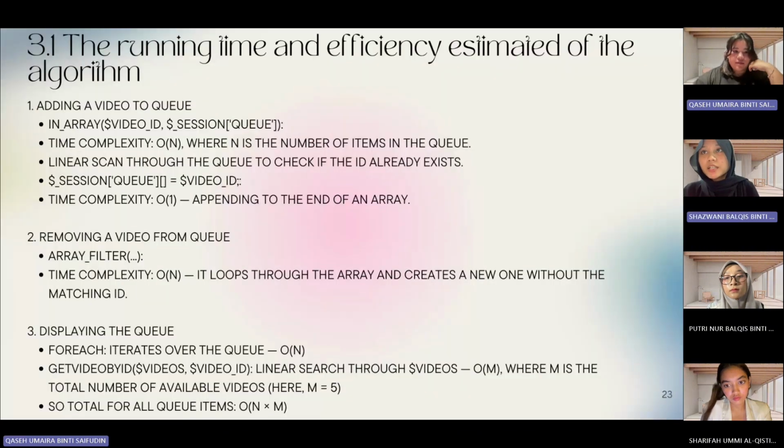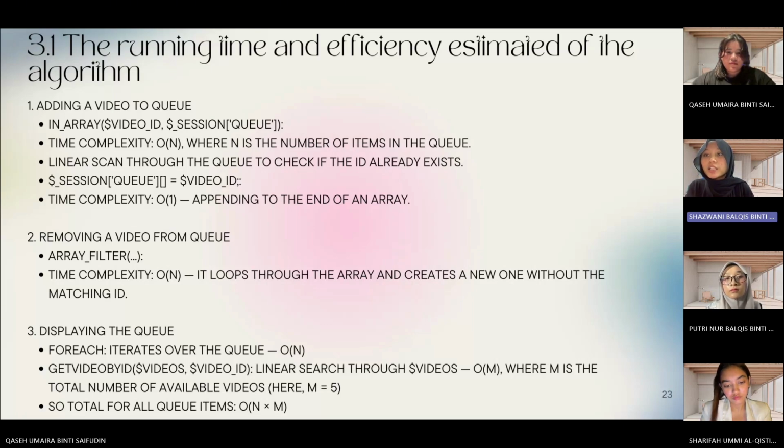Okay, so for the running time and efficiency estimate of the algorithm, the first one is adding a video to the queue, using an array with the video ID, session, and queue. The time complexity is O(n), where n is the number of items in the queue, due to a linear scan through the queue to check if the ID already exists, and the session queue equal to the video ID. The time complexity is O(1) for appending to the end of an array. The second one is removing a video from the queue. Basically, we have array_filter, and the time complexity is O(n).